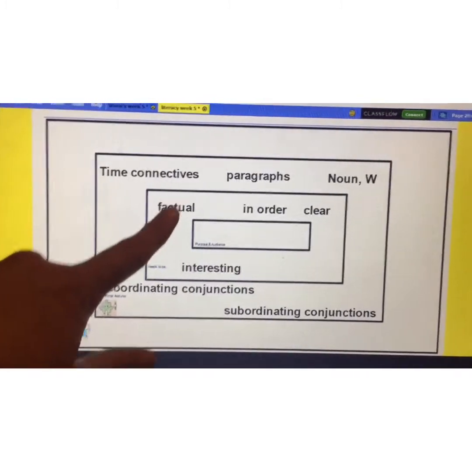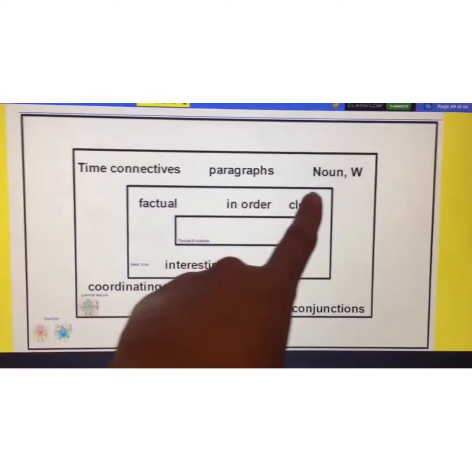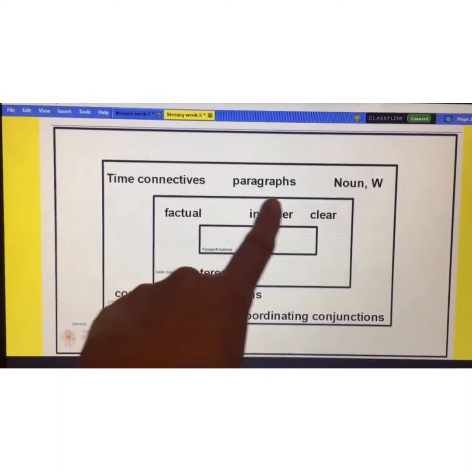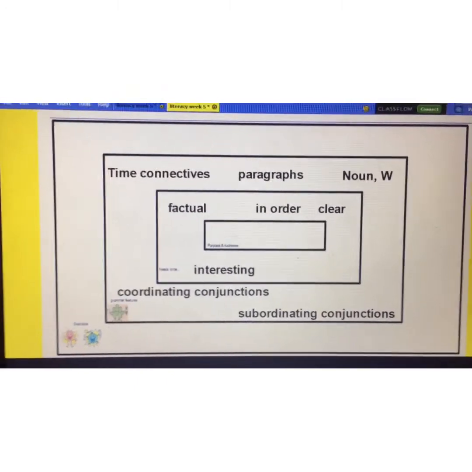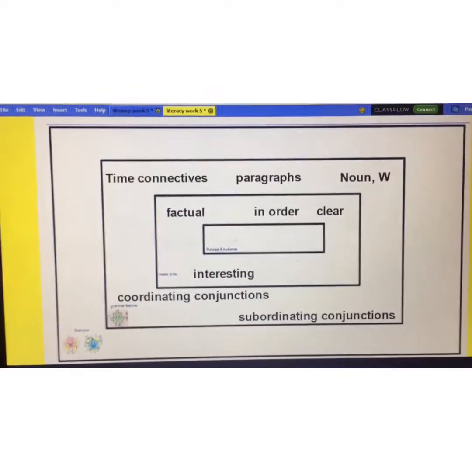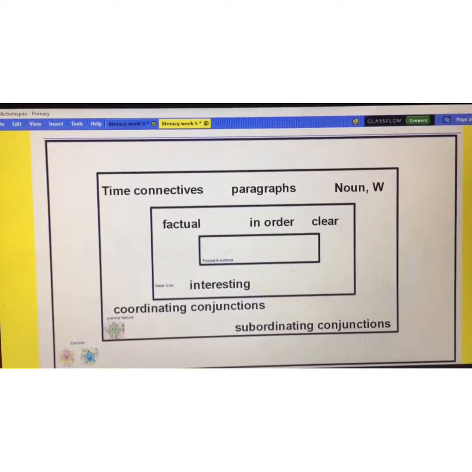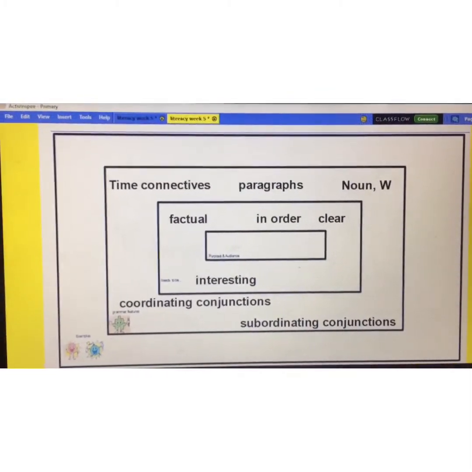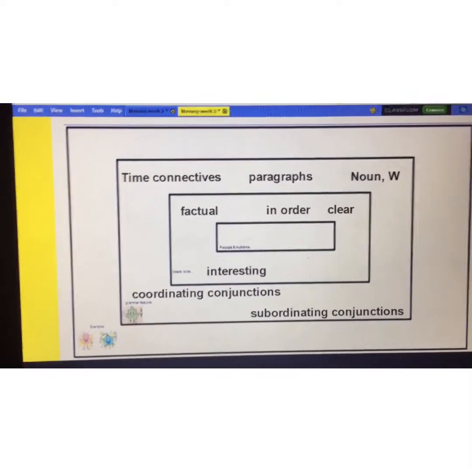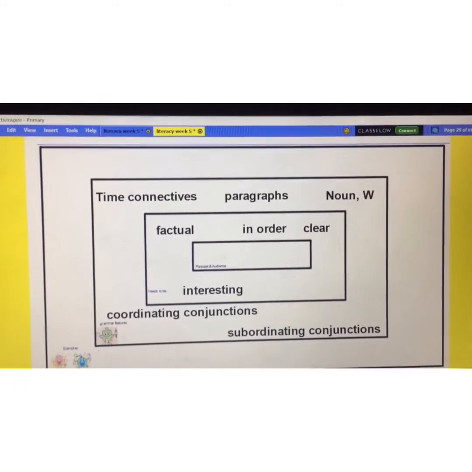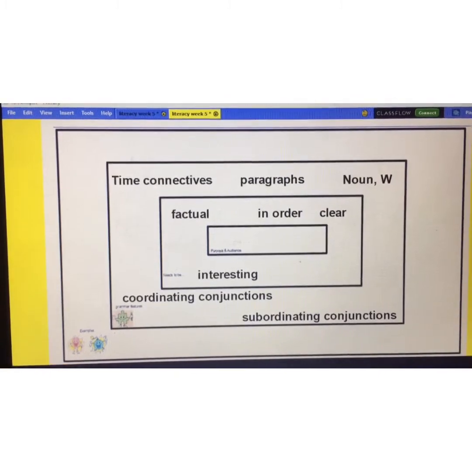Now, the next bit that we have a look at is this bit here. So this bit is what does your text need to be? What effect are we trying to have on the audience? So it needs to be interesting. It needs to interest them. It needs to be factual. We don't want to be making things up because we're trying to inform them. It needs to be in time order. It needs to be clear. And it doesn't have it on there, but it needs to be informative. It needs to give information.